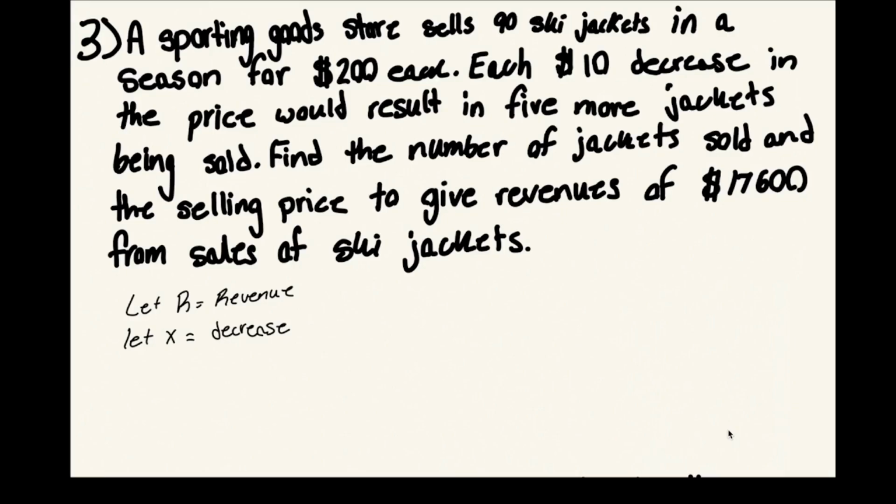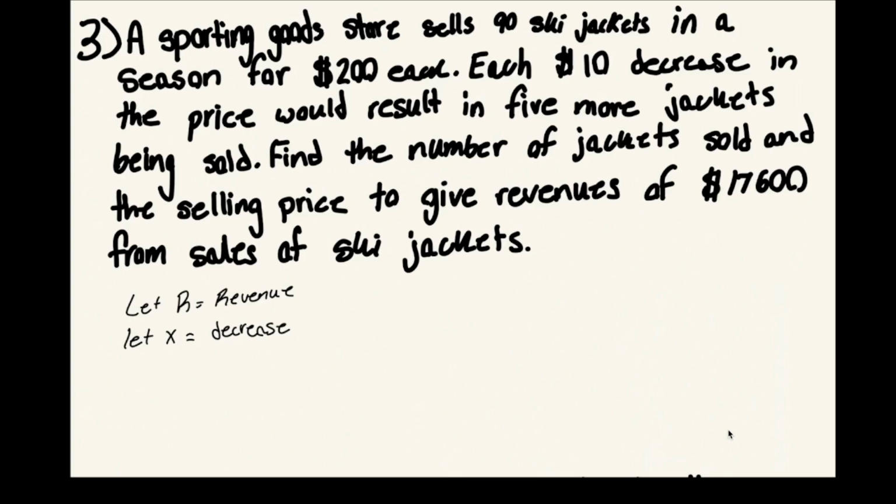So for example, if each is 200 originally, and you minus 10, that means they'll get $190. And if it's $190, 5 more jackets would be sold. So if the sporting goods store sells 90 ski jackets in a season for 200 each, they will get 95 ski jackets, right? Because if you're reducing $10, you get 5 more. If you're reducing $20, you get 10 more. If you're reducing $30, you get 15 more, right?